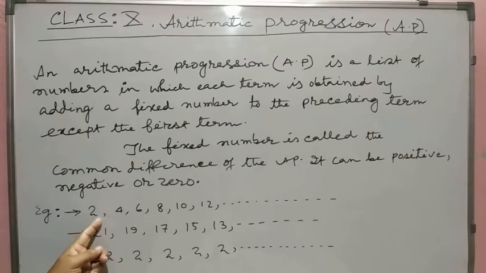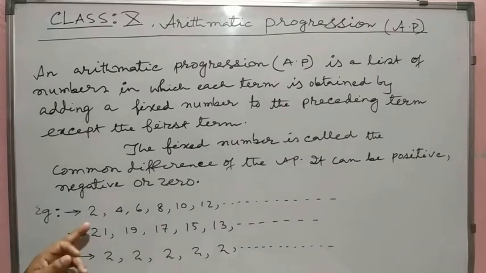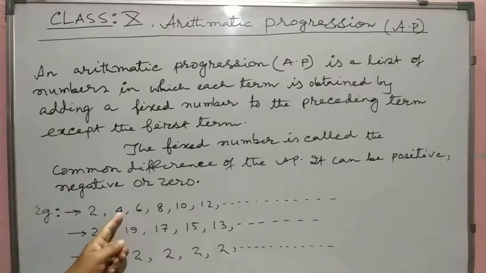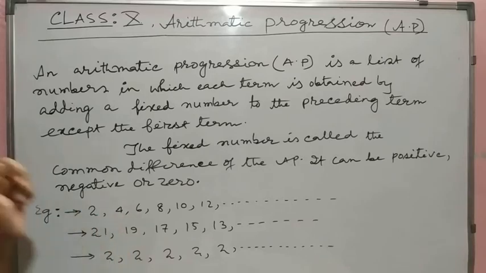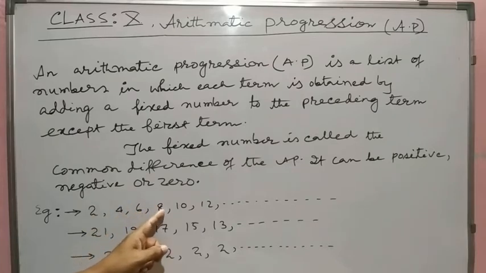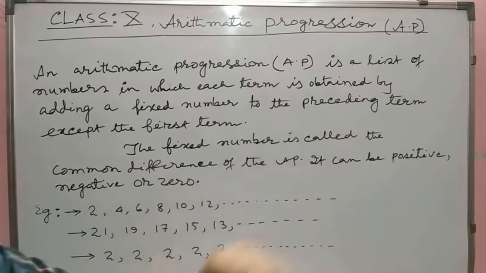The first list of numbers is 2, 4, 6, 8, 10, 12, and so on. So here you see 2 is the first term. If we add 2, we get the next term 4. Again if we add 2, we get the third term. If we add 2 again, we get this term. If we add again 2, we get this term, and so on.